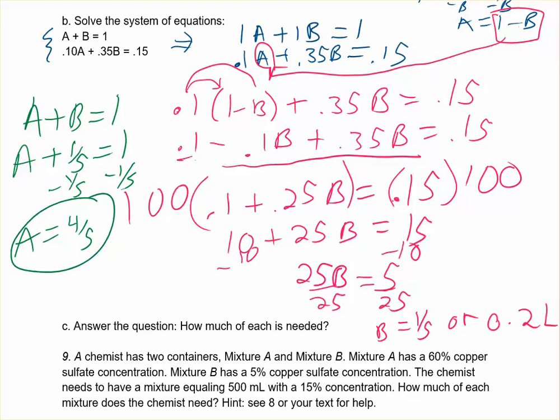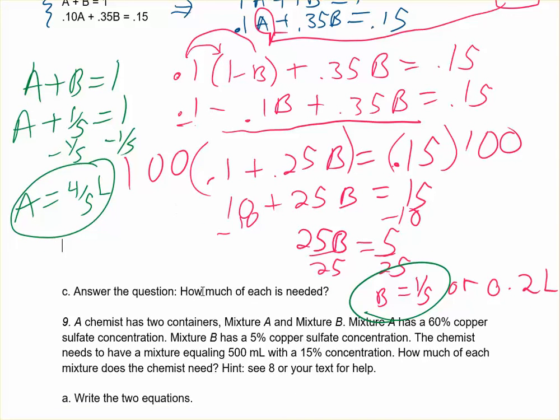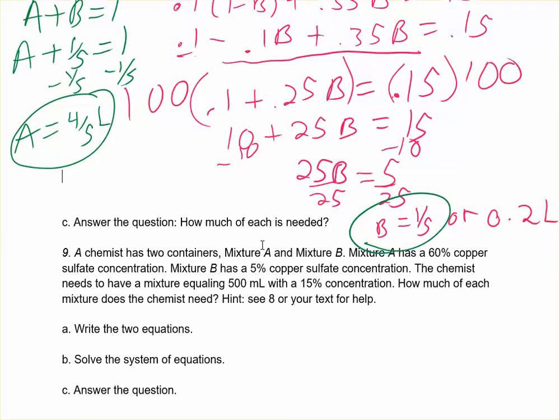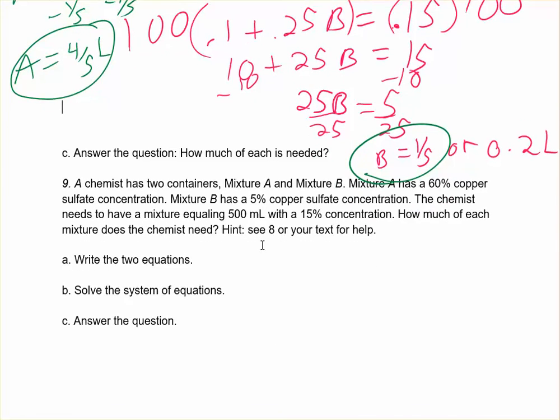So A is 4/5 and B is 1/5, or you can use the decimals 0.8 and 0.2. You don't really need to do an ordered pair for this one because it's not a point, it's not x and y, it's amounts of the liters. So for C, you would make sure that you put your units on here and you said how much of each one you would need, how many liters of each.